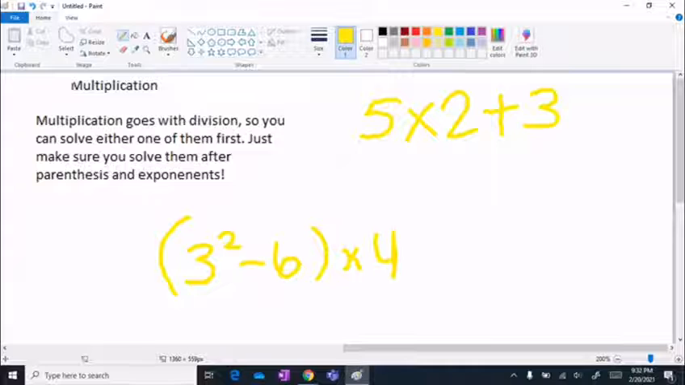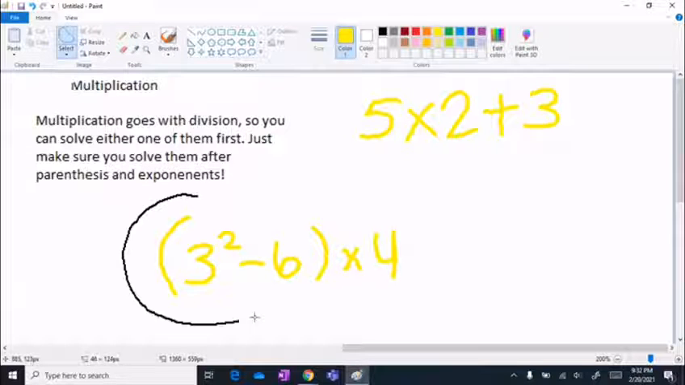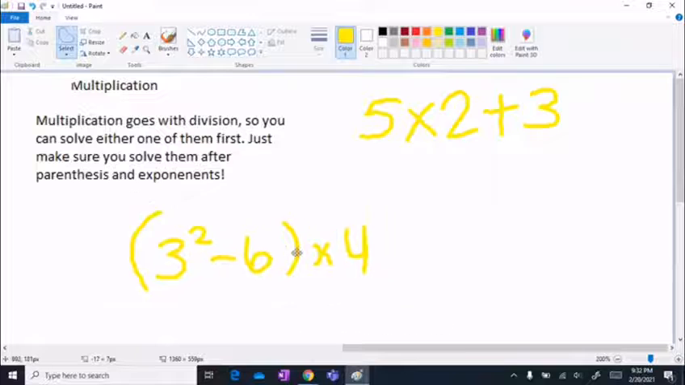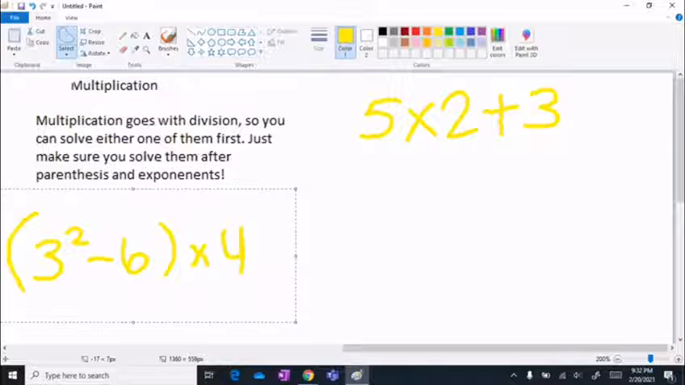Okay, we have our 2 examples here. The first one is 5 times 2 plus 3, and the second one is 3 to the power of 2 minus 6 times 4. Let's start with the first one, as always. Let's move this to the side. So, the first one is 5 times 2 plus 3.